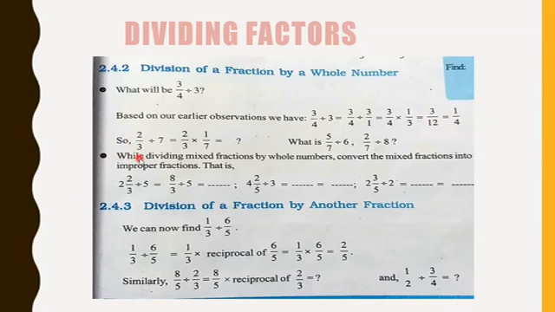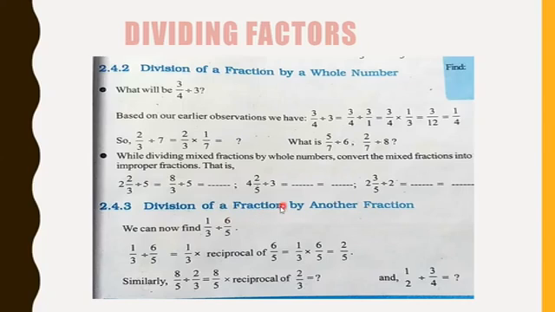Now 2 by 3 divided by 7. So 2 by 3 into the reciprocal of 7, which is 7 by 1, is 1 by 7. So what will you get here? 2 into 1, 3 sevens are 21, so you will get 2 by 21. Next, you can practice the same way. While dividing mixed fractions by whole numbers, convert the mixed fractions into improper fractions. You can convert this into a mixed fraction also.